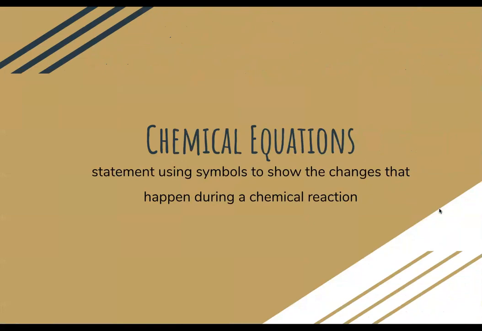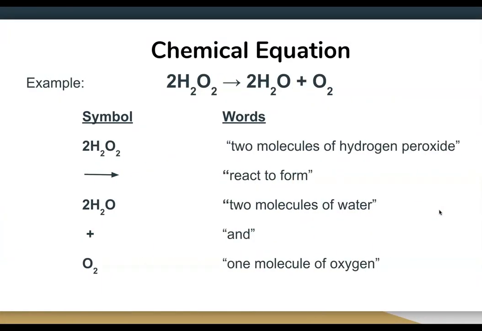Now that we've got chemical formulas under control, let's take a look at chemical equations. Chemical equations are just statements that use symbols to show the changes that happen during a chemical reaction. Let's take a look at an example. Here's the equation for the breakdown of hydrogen peroxide. The equation uses chemical formulas and symbols.